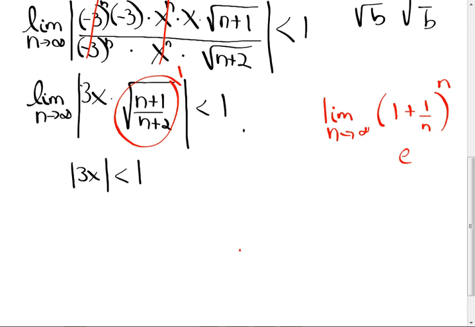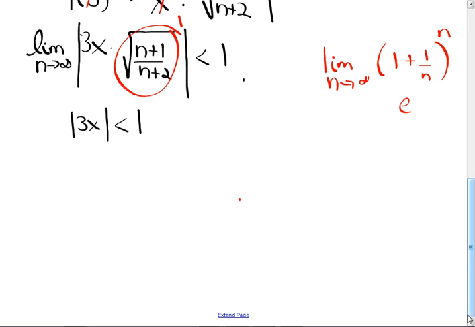Oh, I lost my negative. Thank you. But I'm going to absolute value it. Because remember, the absolute value is going to get rid of that negative, so it's this. But you have to divide by the 3. So it's the absolute value of x is less than 1/3.